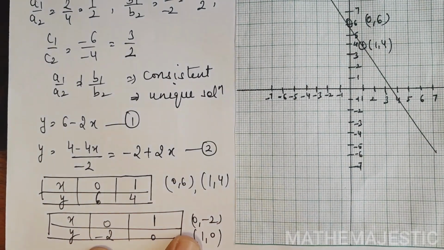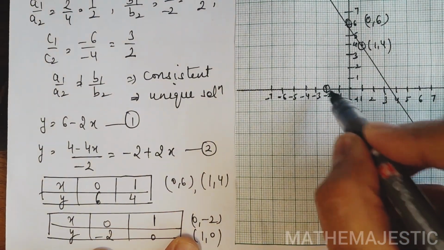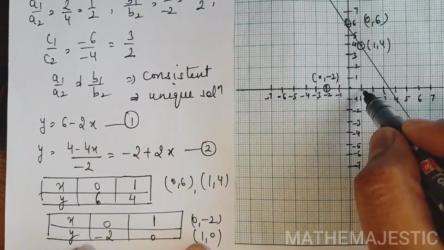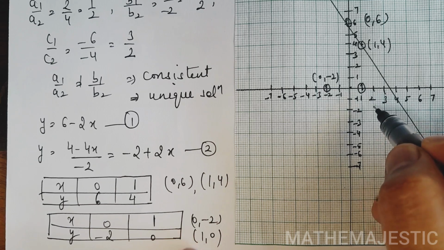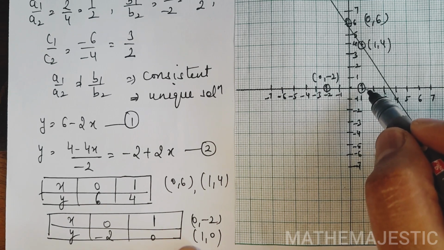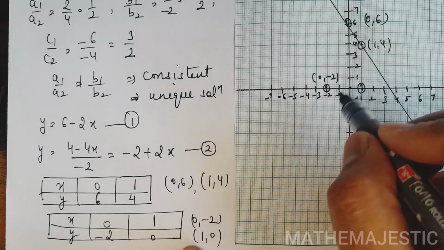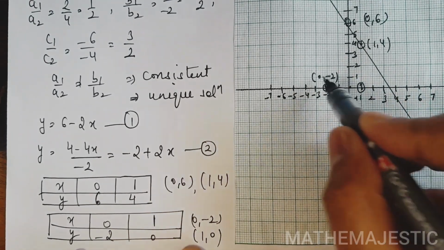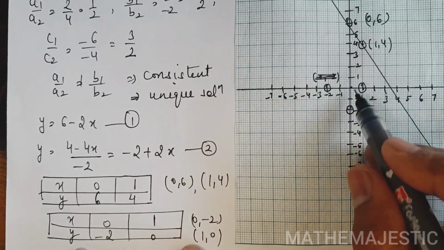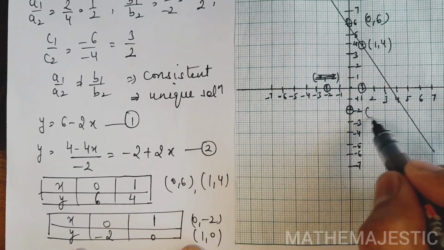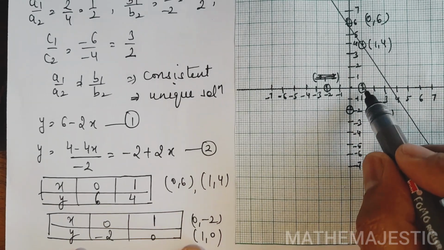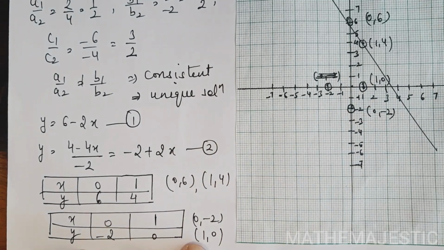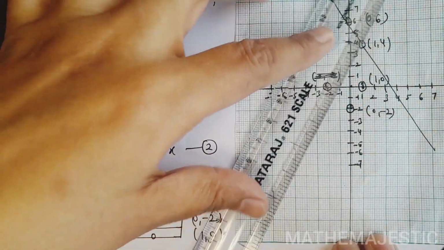Then for the second equation we will plot the second line's points. First point is 0, minus 2. x 0, then y minus 2. This is the point 0, minus 2. And if x is 1, then y is 0, which will be this point. So we will join these 2 points also via a straight line.